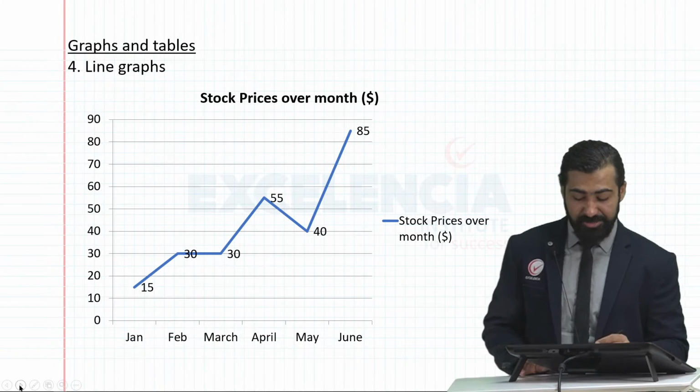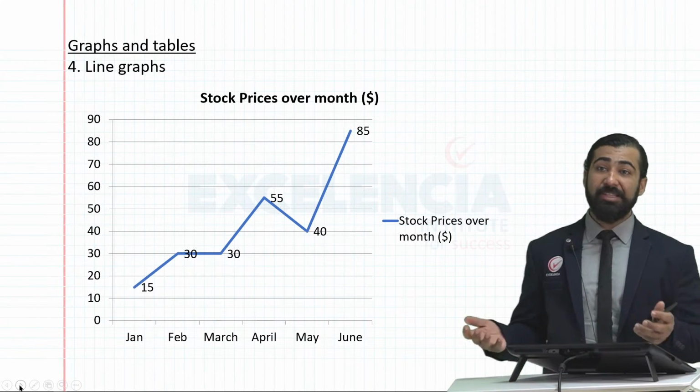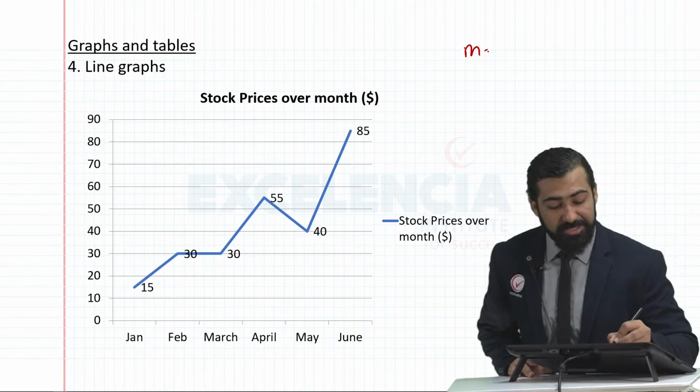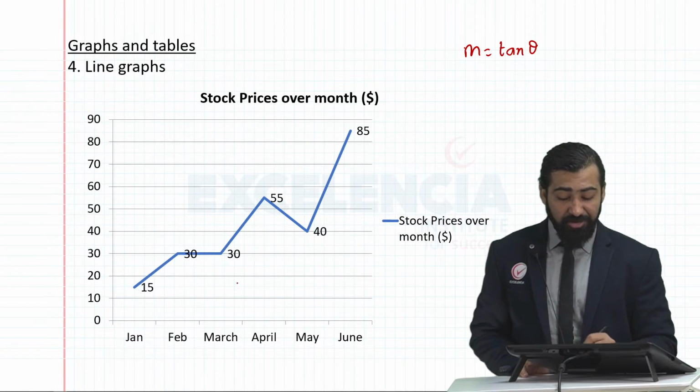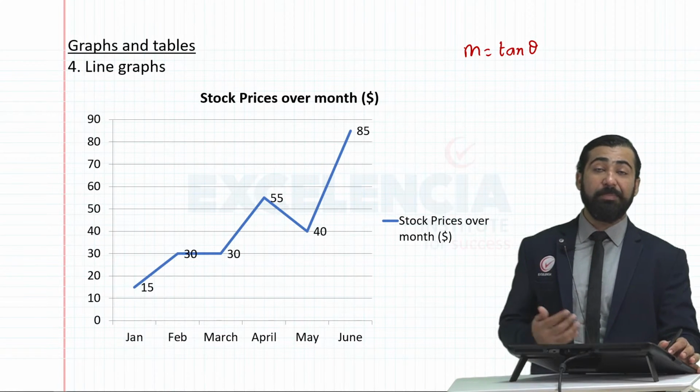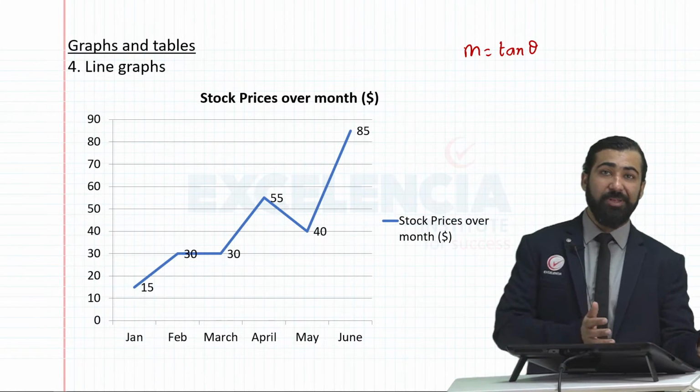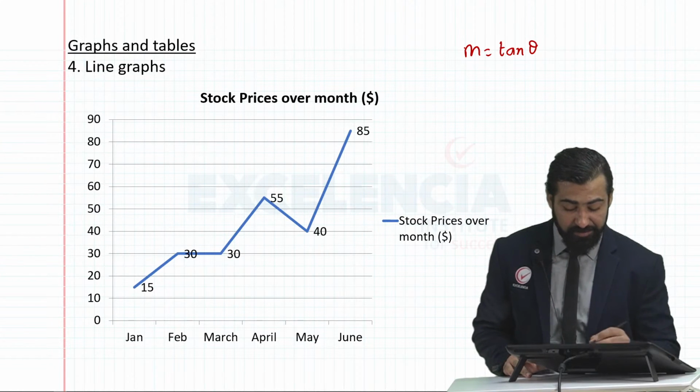Now how to determine slope? Do you remember, one of the ways to find slope is to find tan theta: y2 minus y1 divided by x2 minus x1, or tan theta. Now, if I wanted to just see where I have the maximum increase, in which 2-year or 2-month period I have the maximum increase.